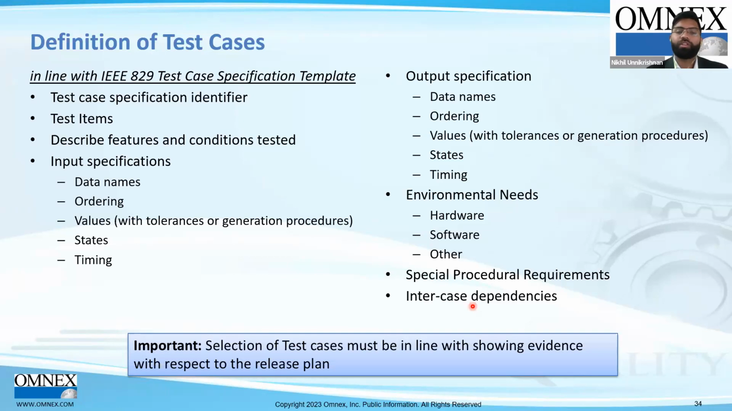And then, of course, the selection of these test cases should be in line with what your release plan is showing. So for example, if I have a feature that must be released in, let's say, June 2023, I must see that the test cases that map back to that particular feature have been tested, and I should see results of pass as I'm looking at what is coming out in June 2023.